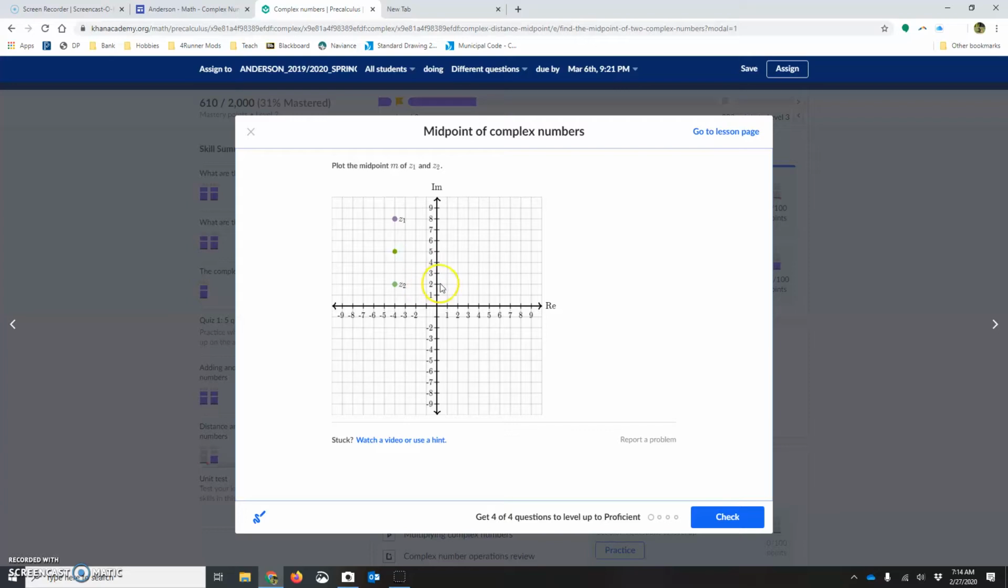But this one, we can see our z1 goes to 8, z2 goes to 2. Well, 2 to 8 is 6. Half of 6 is 3. So that means we can add 2 plus 3 is 5 right here. Or 8 minus 3 would also be 5. That's our midpoint. These get more and more challenging when they're at an angle. So we'll wait till we get to that one.